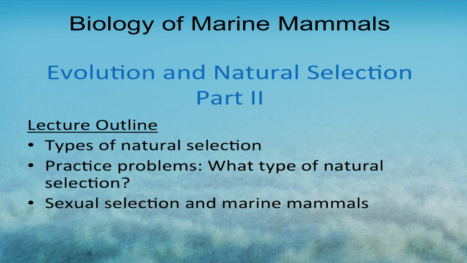In this part of the lecture, we'll move on further and talk about types of natural selection. We'll run through a couple practice problems so that you can get a feel for how different scenarios influence the type of natural selection that's shown. And finally, we'll take a look at a totally different form of natural selection based on mate choice, and that is known as sexual selection. And we'll go ahead and explore that one looking at marine mammals.